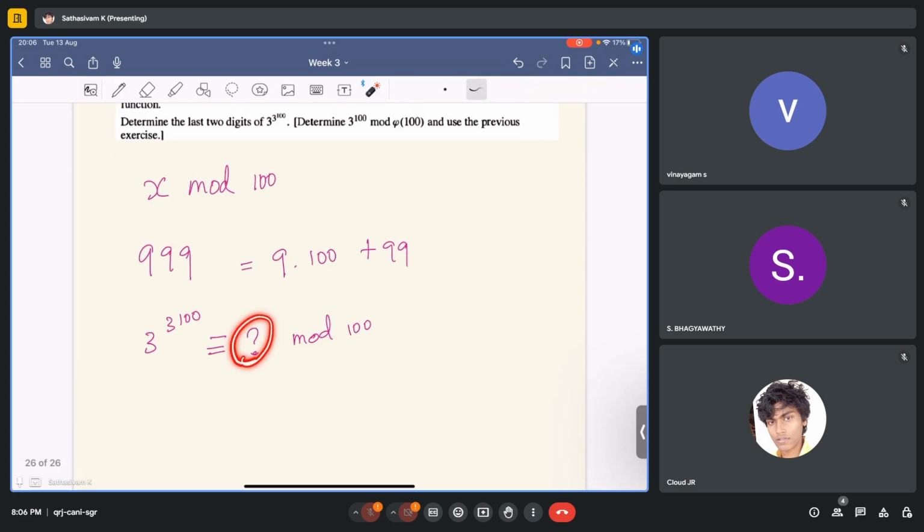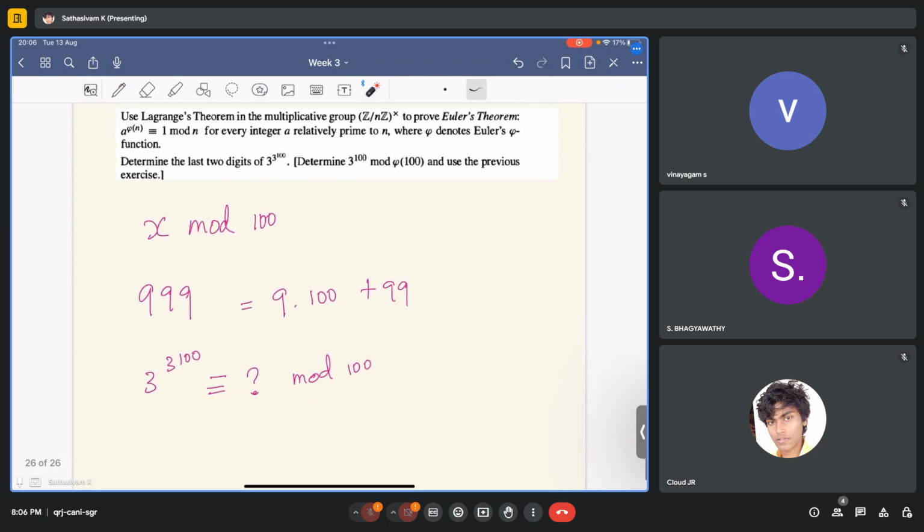So this is the number you want to find, and you want this number to be between 0 and 100. So basically you want this number between 0 and 99. Okay, so the remainder is between 0 and 99, right? So that is what you want to find.